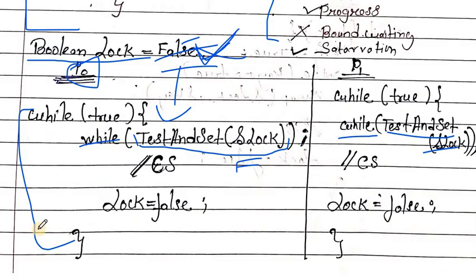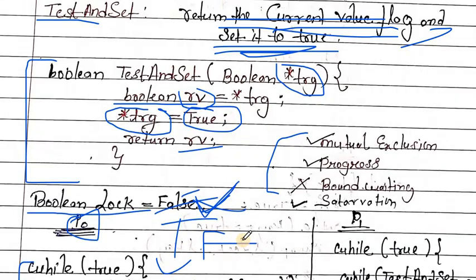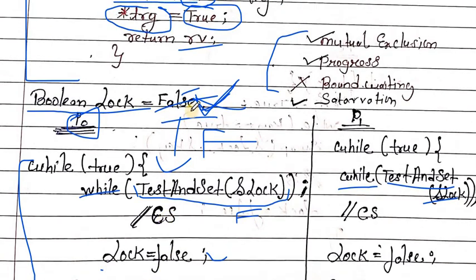Then again preemption happens and process P0 continues in the critical section. After executing the critical section, it makes lock false. Now here we see that the mutual exclusion condition is satisfied, because when P0 is in the critical section, P1 tries to enter the critical section and gets stuck in the while loop. Here the mutual exclusion condition is satisfied.